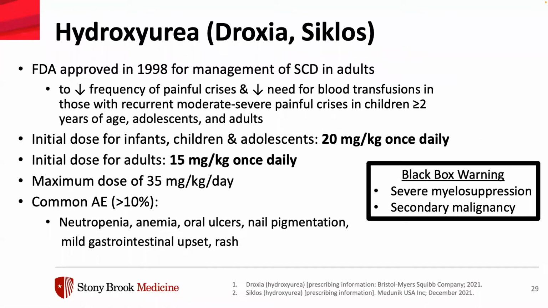And also just to note too, these doses I bolded because they are a little bit lower than the hydroxyurea dosing as an antineoplastic drug for treating different cancers or hyperleukocytosis. The dosing is 50 to 100 milligrams per kilogram per day, as opposed to the 15 to 20 milligrams per kilogram per day we would start these patients on.